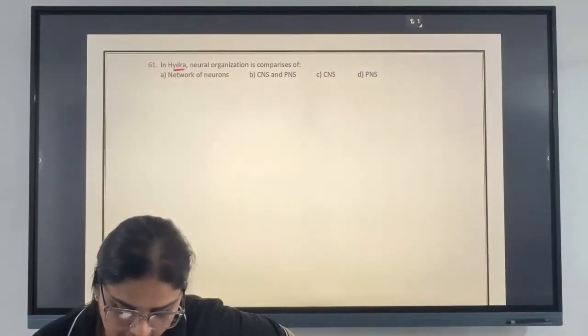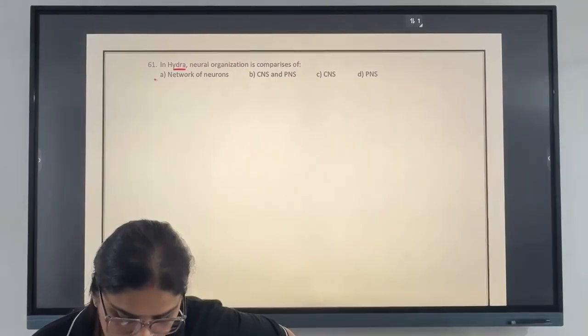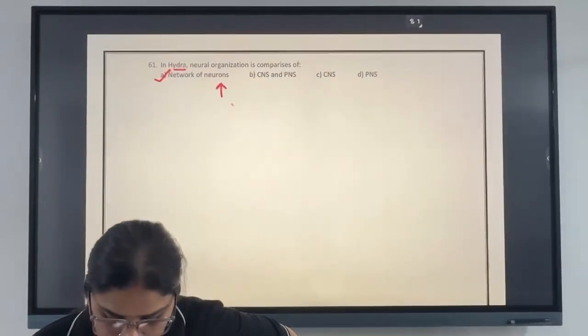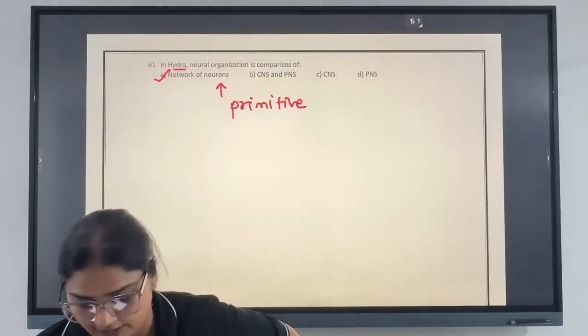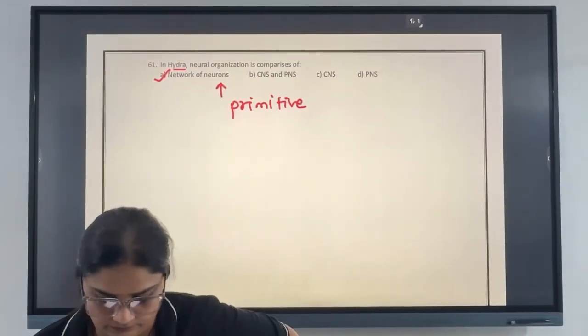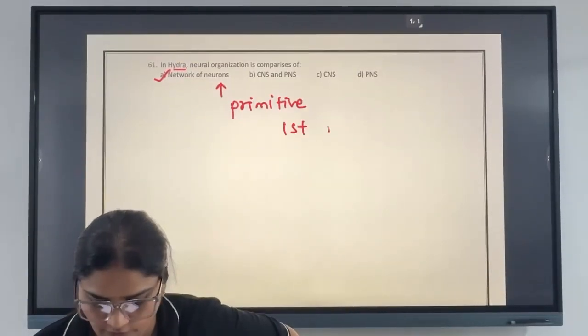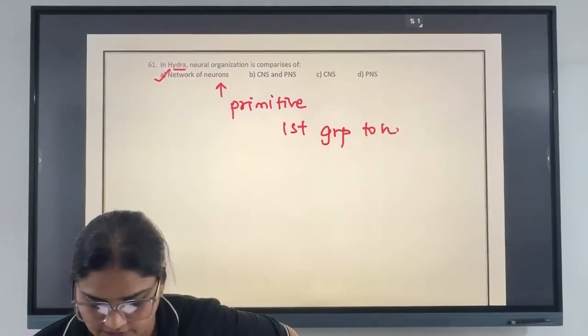Coming to 61st question. In Hydra, the neural organization comprises of, answer is A, network of neurons. It is the most primitive nervous system of the animal kingdom, the first group of animals to have a nervous system.